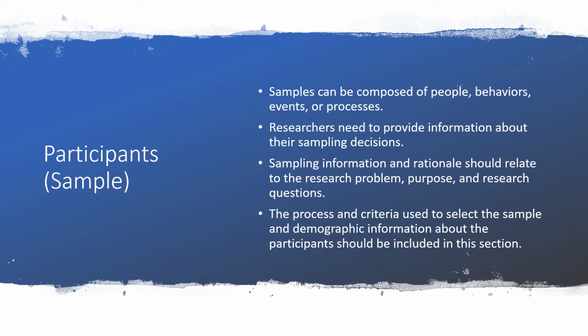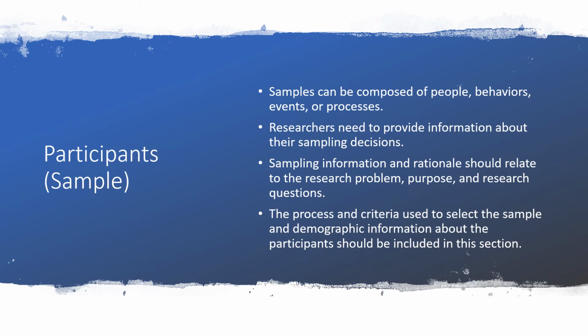Researchers need to provide information about their sampling decisions. So how did you come to choose the people you chose, right? If you're doing action research in your own classroom, your sample is limited to those students who were in your class. Now, did you work with all of your students, or did you choose certain ones? If you chose certain ones, why did you choose those people?